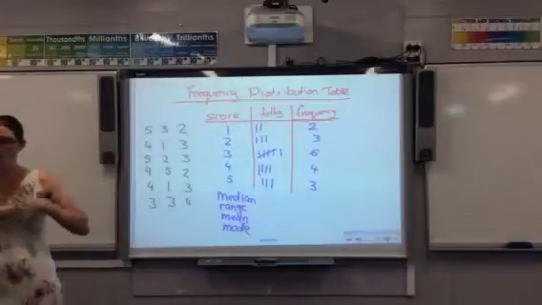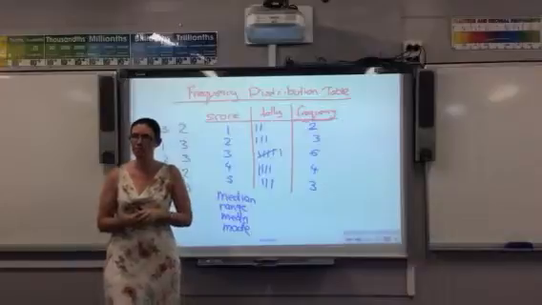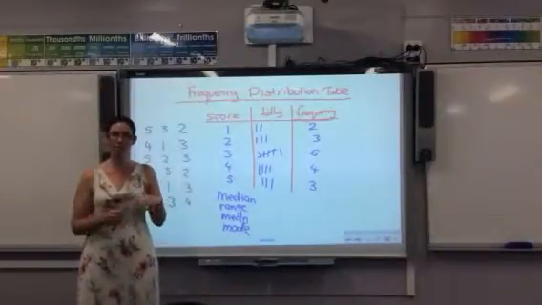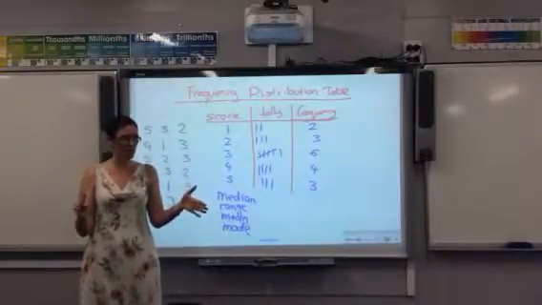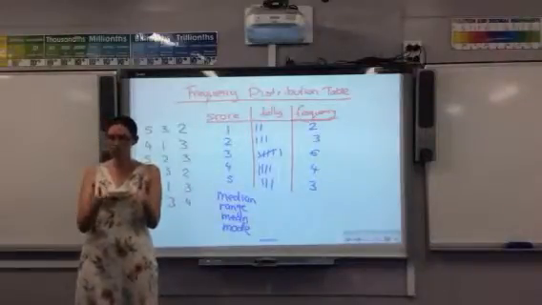I'm supposed to write them all in order and find, will there be 1 or 2 in the middle this time? Bryce? 2. If I've got 18 scores, will there be 1 or 2 in the middle? 2, because there's an even number of scores. Okay? So the 9th and the 10th score are going to be my middle 2.